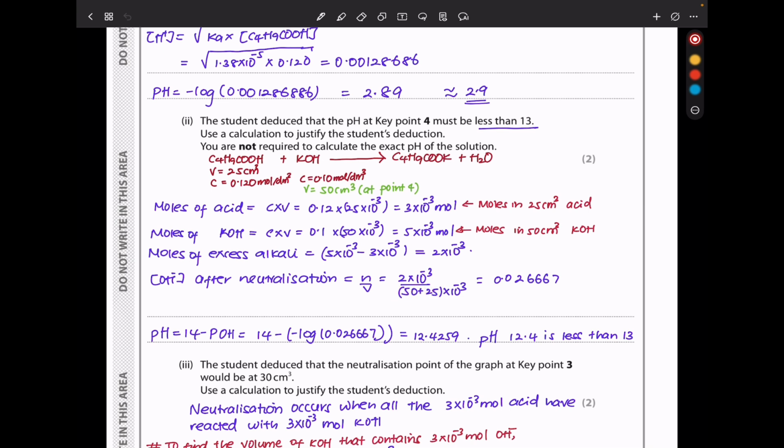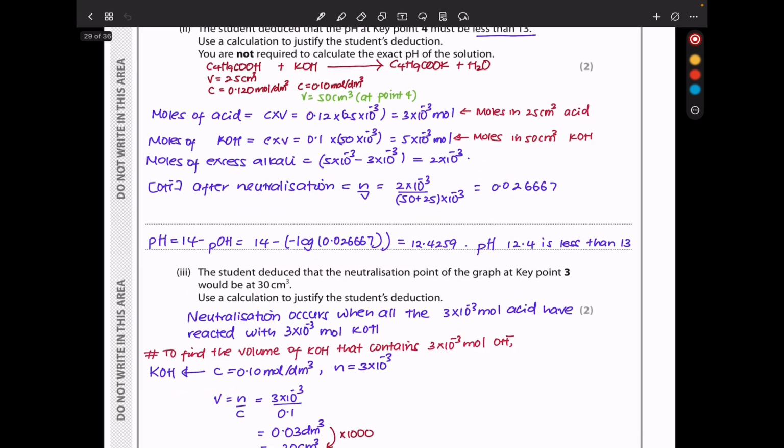Now the total volume is the 50 of potassium hydroxide and then the 25 of the acid, so we have 75 centimeters cubed, and converting that to decimeters cubed, I got that. Now this is the concentration of OH minus in the solution. So pH is equal to 14 minus pOH. I should make this a small p, giving us 14 minus the negative log of this concentration, and I got 12.4. So 12.4 is less than 13, and that should be the answer.